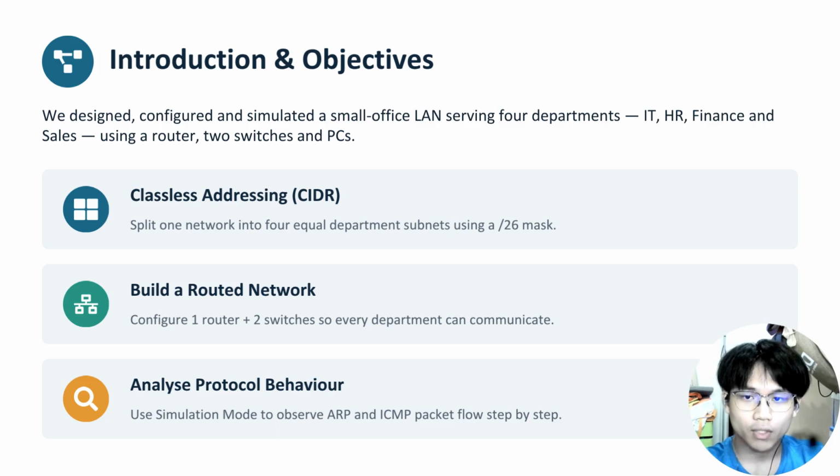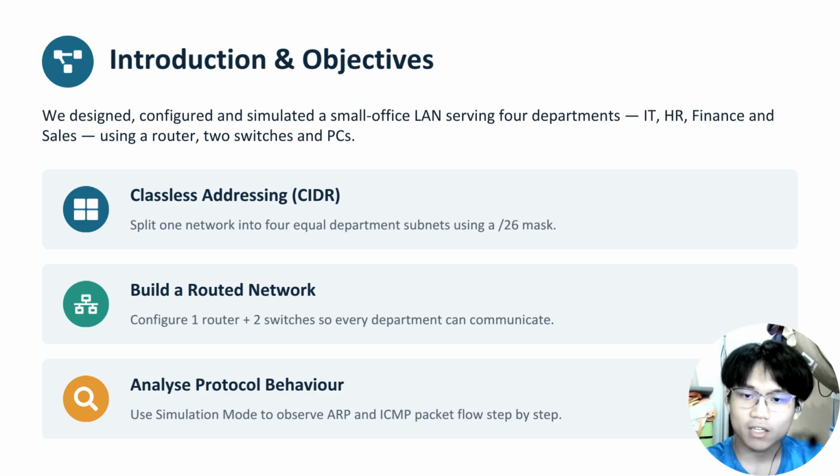In this project, we design and simulate a small office local area network consisting of 4 departments, which are IT, HR, Finance, and Sales. The network uses a single router, 2 switches, and multiple PCs, and the entire design was implemented and tested using Cisco Packet Tracer. Our presentation has 3 parts.